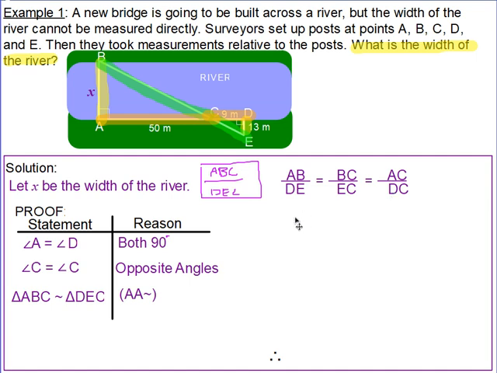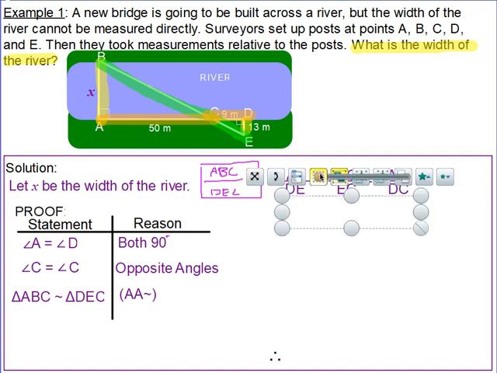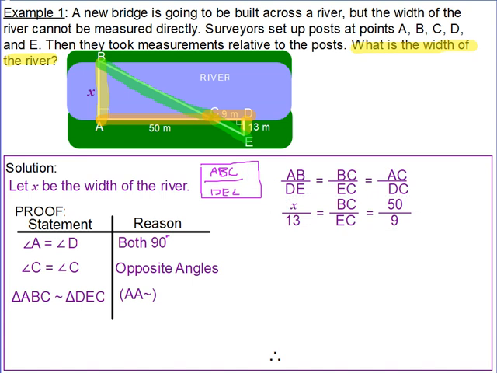Okay, now we're going to fill in what we know. So we know that AB is just x, right? We know that DE is 13 meters for sure. BC we have no idea, EC we have no idea. And then our favorite one here, AC/DC. AC is 50 and DC is 9.